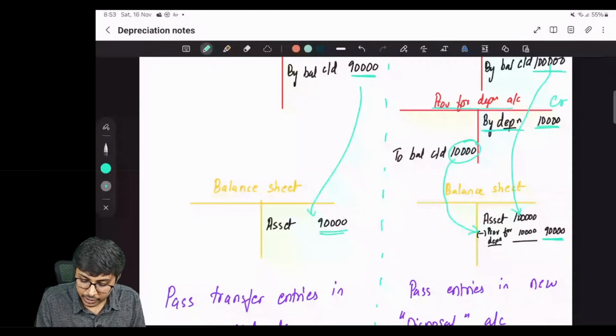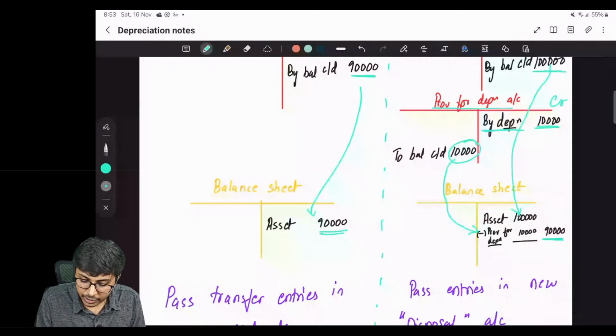Don't worry. If you are getting confused with all of this, just put one timeline like this. Then you will easily solve it. First day, what did we do? It was 1st January 2020. We bought something for 6 lakhs, correct? Then on 1st July 2020, another machinery we bought for 2 lakhs, correct?